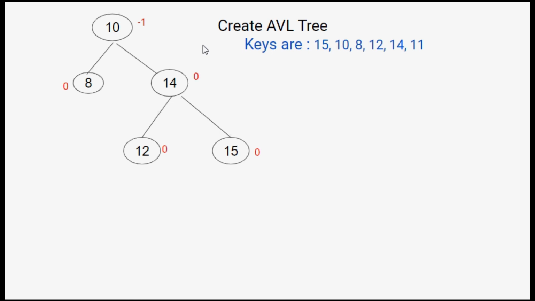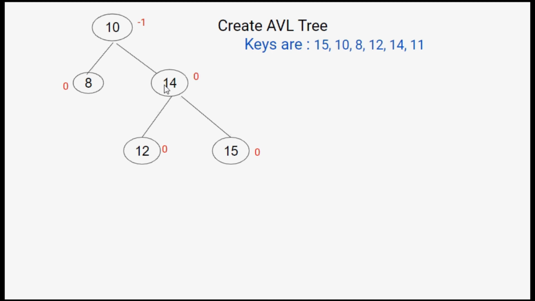What I was telling is, 10 also had a balance factor of minus 2, but we need not work separately on that. Once we have worked on our subtree, automatically the balance factor of other nodes will also change. The next key that is left is 11, so we need to insert 11 now. When I compare 11 with 10, 11 is greater than 10, so it should be on the right of 10.